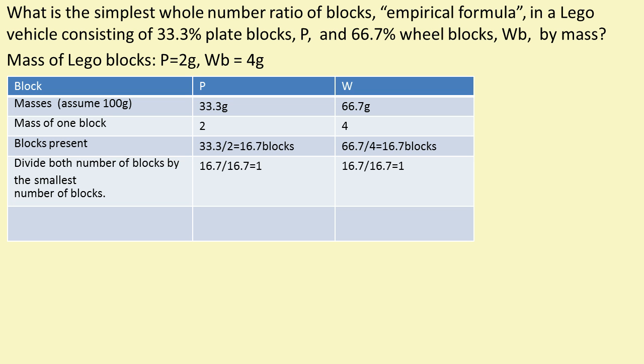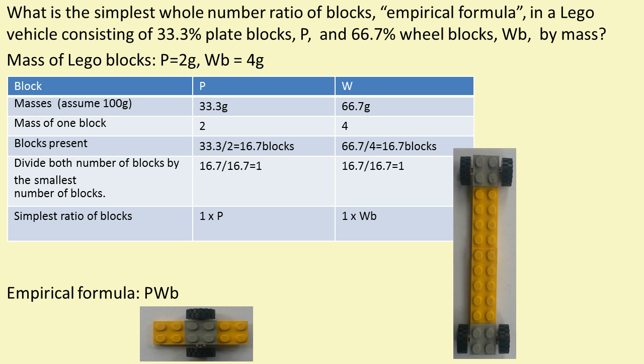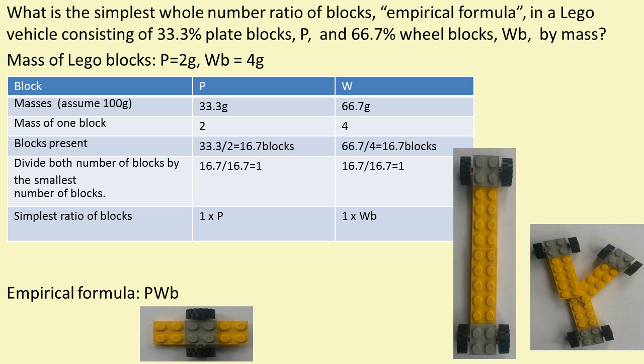We can write this in shorthand form as PWB, and if we were pretending it was a molecule in chemistry, we would refer to this as the empirical formula for the Lego vehicle. Two vehicles which have this empirical formula are shown at the bottom of the screen, in the bottom right hand corner. If we have a look at the two vehicles at the bottom of the screen, they both have a ratio of 1 plate block to 1 wheel block, and if either vehicle was analysed, they would give 33.3% plate block and 66.7% wheel block as a percentage by mass.